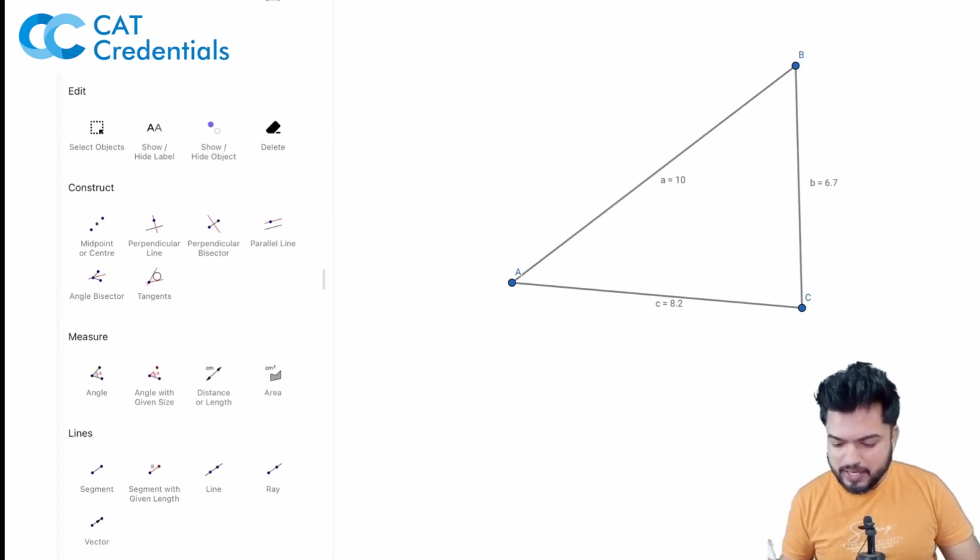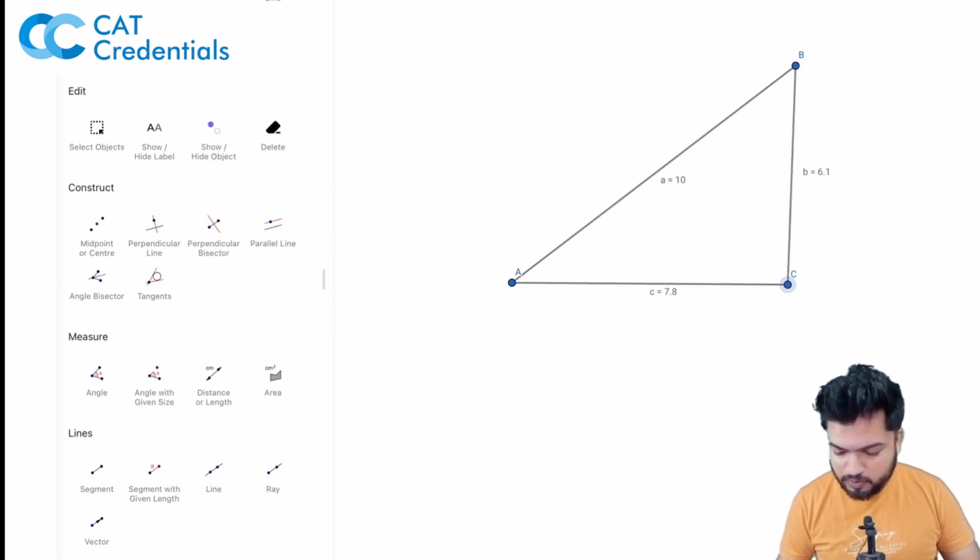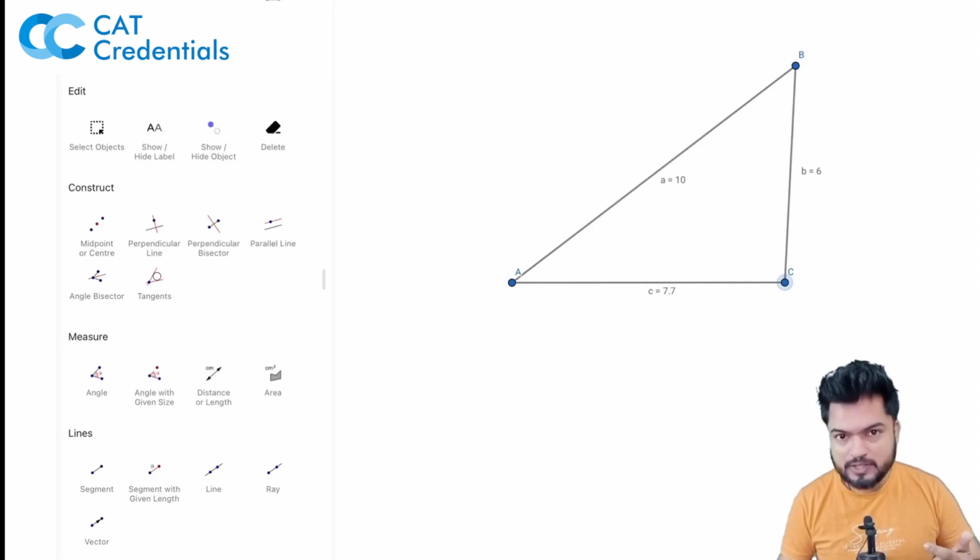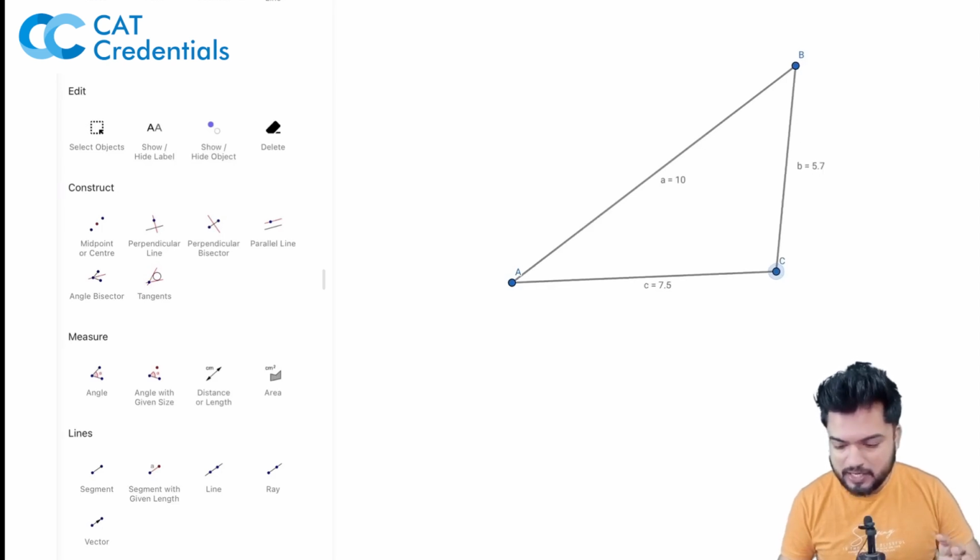It's a triangle. It has three sides A, B, and C. A is equal to 10, B is equal to 6.7, C is equal to 8.2. So the sum of the two sides, B plus C, is equal to what? 14.9. So the sum of the two sides B plus C is greater than A. That's why you see a triangle. Now check it here. I'm reducing the values of B and C. A is still the same. Still, the sum of the two sides, 6 plus 7, is what? 13.7. So 13.7 is greater than 10. So a triangle is formed.